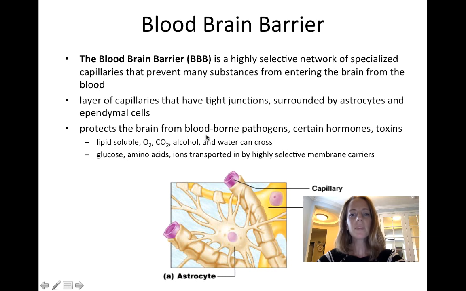So it prevents blood-borne pathogens from getting in, so bacteria, etc., certain hormones from entering, and certain toxins from entering the brain. Anything that is lipid-soluble, or oxygen, carbon dioxide, alcohol, and water can cross the blood-brain barrier, but other substances such as glucose, amino acids, and ions that the brain does need will have to be actively transported by the very selective membrane carriers. If there are no carriers for a particular substance, then that substance cannot enter the blood-brain barrier.